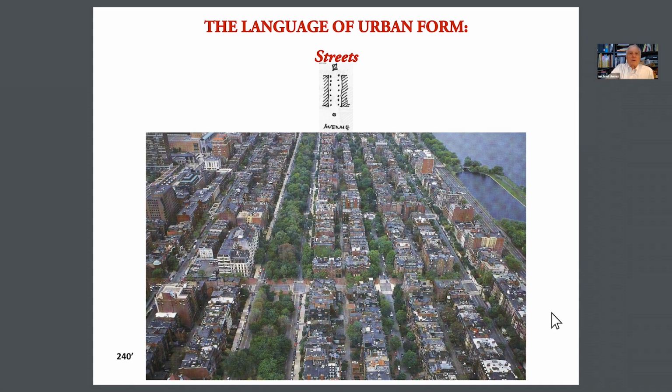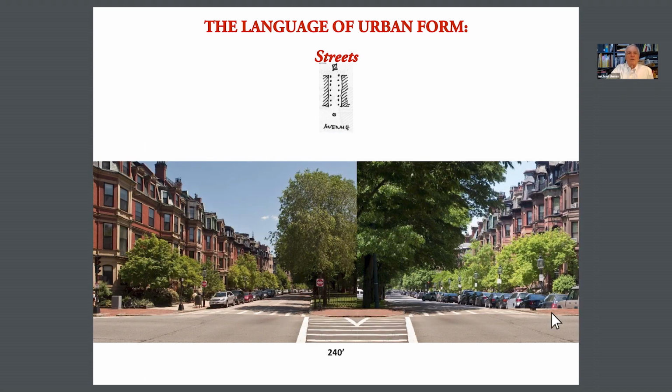And this is Commonwealth Avenue. This part right here is Commonwealth Avenue in Boston. This is the Back Bay. This is Beacon Street and two other streets and Commonwealth Avenue, which is actually 240 feet wide. It's 10 feet wider than the Champs-Élysées in Paris, but it has a beautiful park down the center. So it's really like two streets put together, two avenues put together.